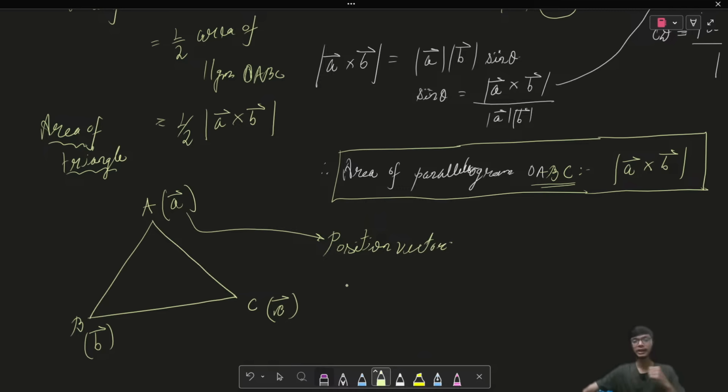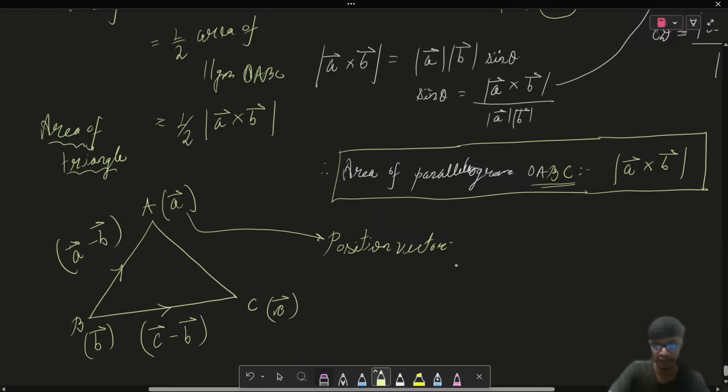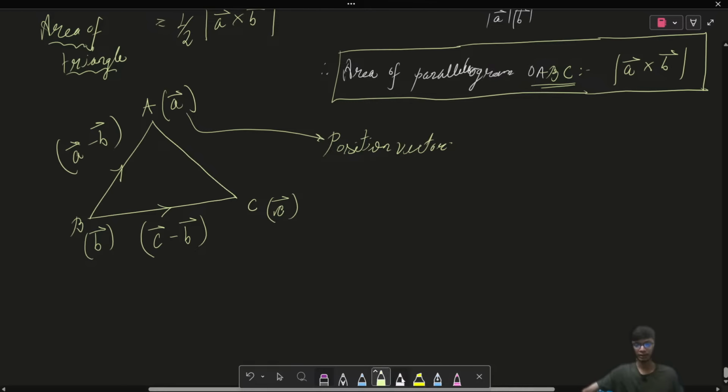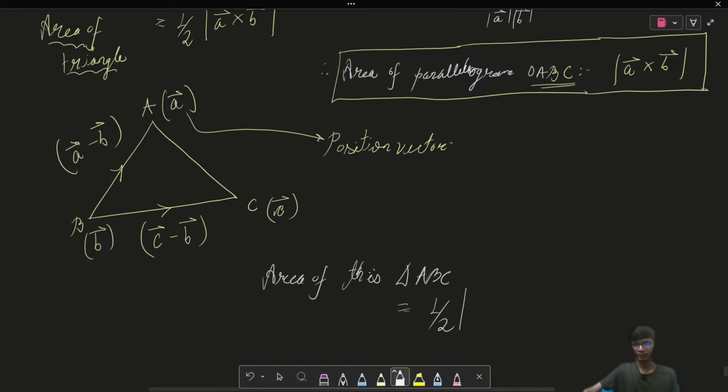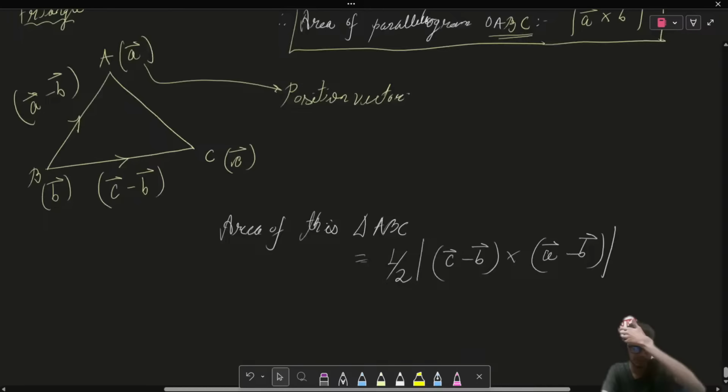So I can find the area by a simple cross product, by first finding the vectors which represent the sides. If I take one side as BC and another side as BA, then this side can be given as C vector minus B vector, and this as A vector minus B vector. So the area of this triangle ABC can be given as half times the mod of C vector minus B vector crossed with A vector minus B vector. Then if I find this expression, I will get the area of the triangle ABC.